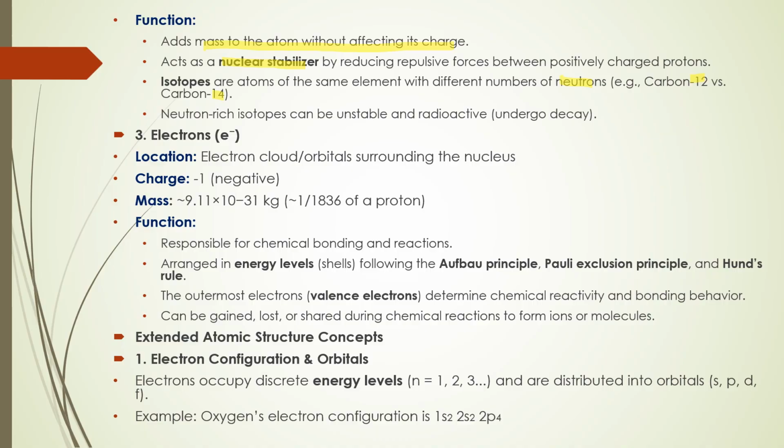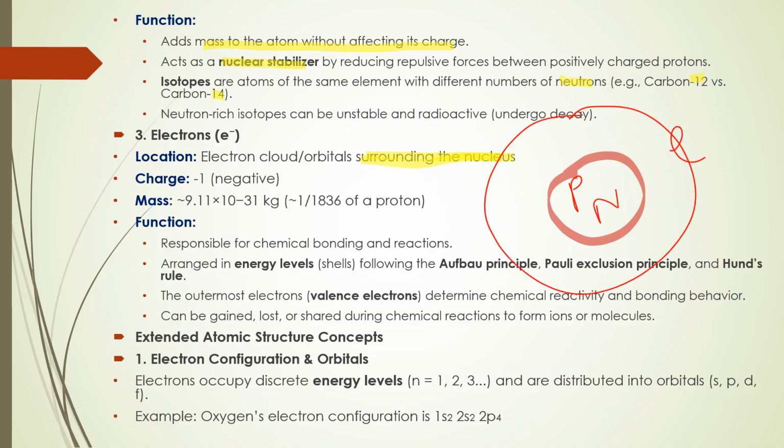Now, electrons are surrounding the nucleus, just like the moon surrounding the earth. So let's say, for example, this is the nucleus. In the nucleus we have protons and neutrons, and around the nucleus we have electrons in shells.